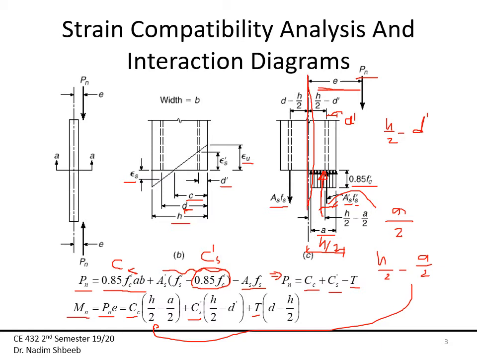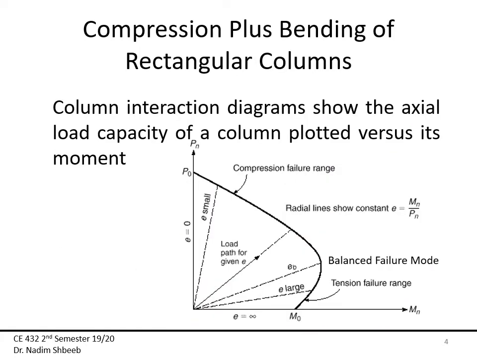So in this case, if I know that this whole distance from here to there is d, then the moment is going to be T times d minus h/2, since d is bigger than h/2. So I use these two equations to find the nominal axial force and the nominal moment developed. Okay, so what does that mean?